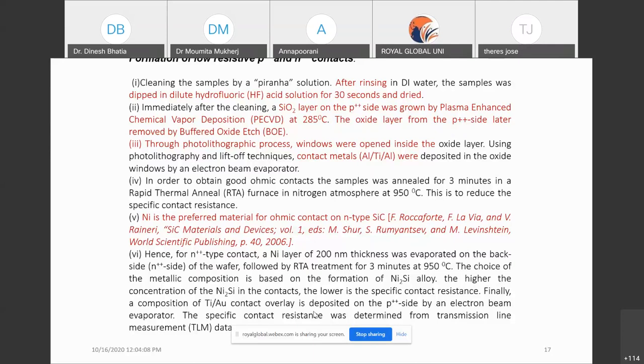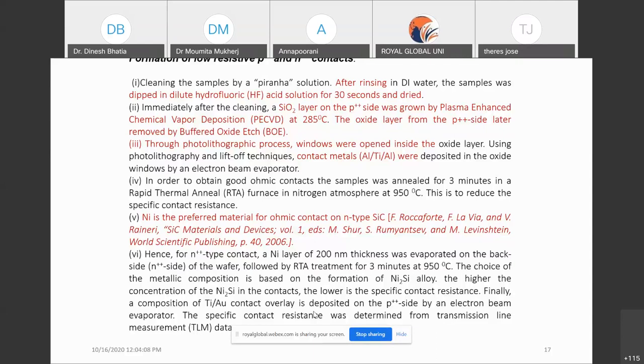And then the contact metal that was chosen is aluminium, titanium, aluminium, that is the layering order, in the form of a metal alloy. The purpose is always to reduce the contact resistance. And then the sample was annealed for 3 minutes in a rapid thermal anneal furnace in nitrogen atmosphere at 950 degrees centigrade, which reduces the contact resistance significantly. After that, the N+ type contact, that is the lower contact, was formed at 200 nanometer thickness. We have developed it, and then RTA treatment was done for 3 minutes at 950 degrees centigrade.